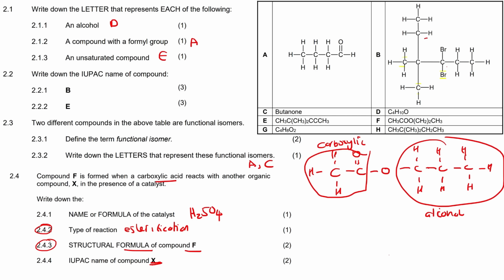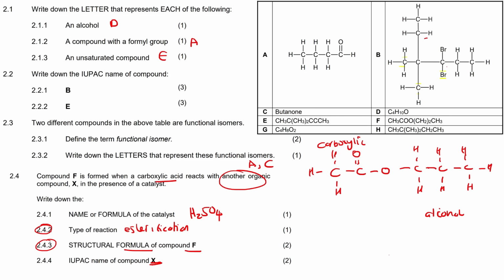Okay, the carboxylic is always the one that has this double bond oxygen. So they said compound F is formed when a carboxylic reacts with another compound. So the carboxylic is this one, and then the other compound is going to be this one over here.